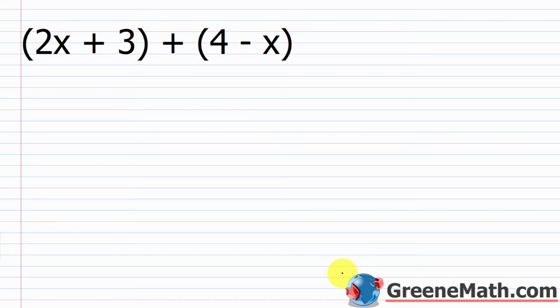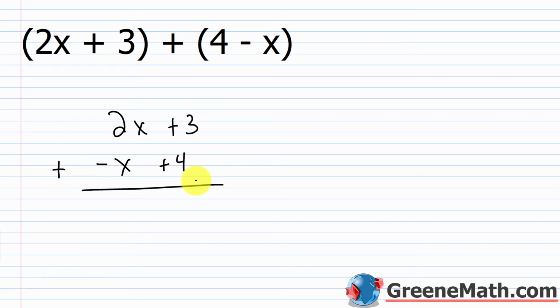So you can add this vertically if you want. A lot of students like to do that. They'll go, okay, I have 2x plus 3, and you could rearrange this and say I have -x plus 4. And you can add like this because you're adding like terms. So 3 plus 4 is 7. 2x plus -x, or 2x minus x, is x. So your result would be x plus 7.